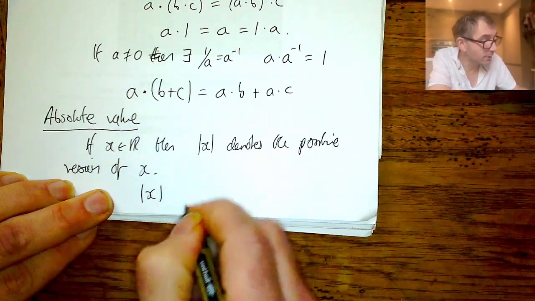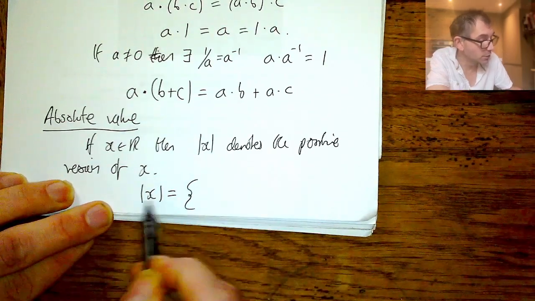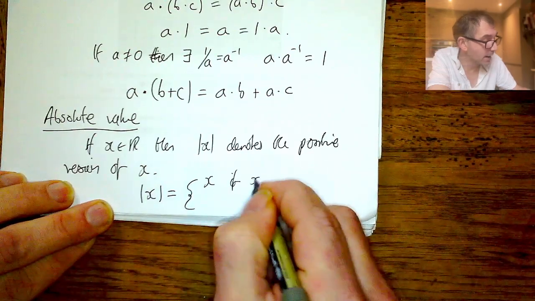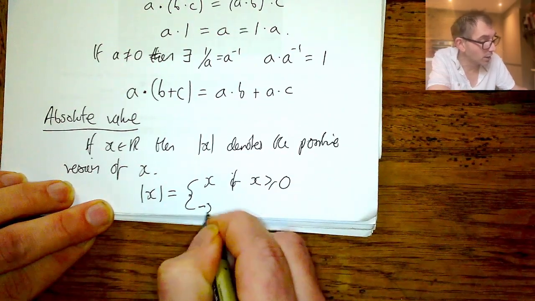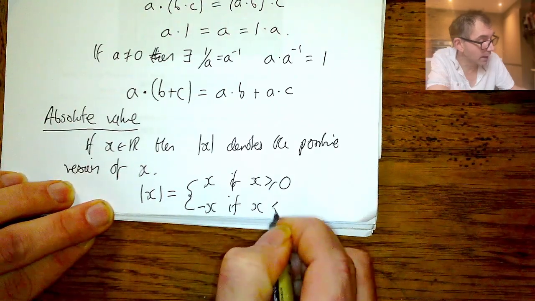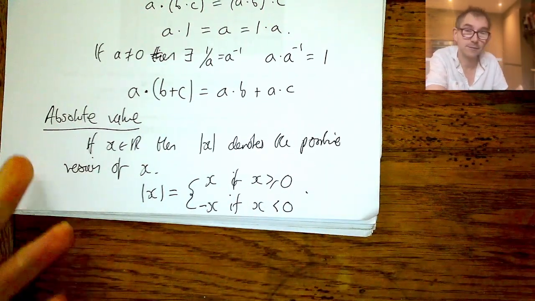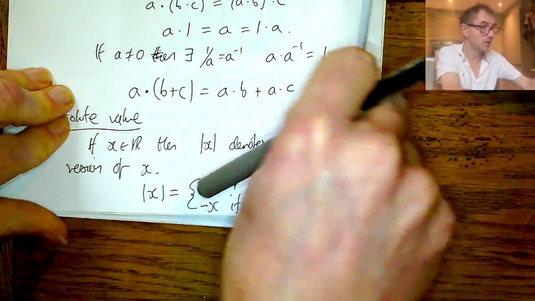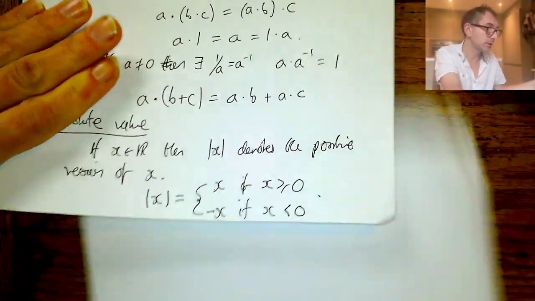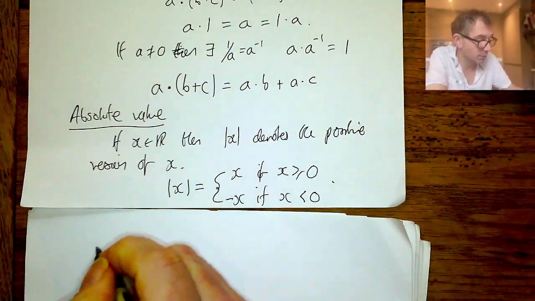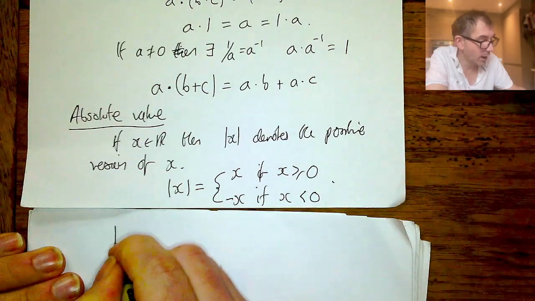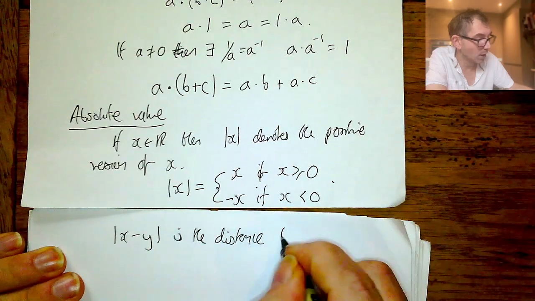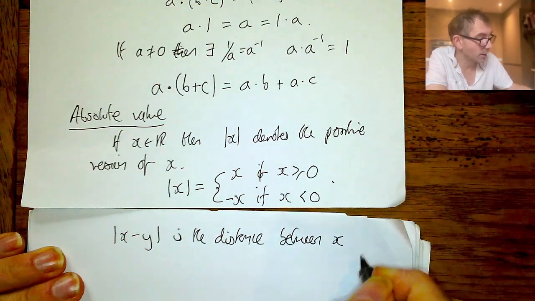So the absolute value of x is defined. This is a function on x, and it gives us back x if x is bigger than or equal to 0. Otherwise, it gives us minus x if x is less than or equal to 0. So that is a function. It is the function that makes x positive whenever it goes negative. And we just have one interpretation which is sometimes useful, which is that the absolute value of x minus y is the distance between x and y.